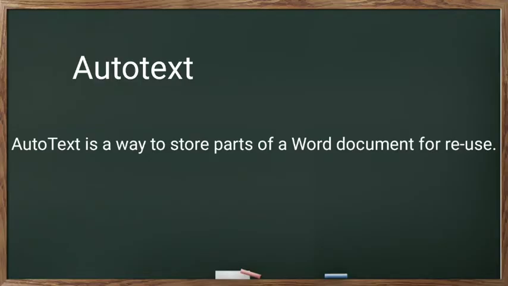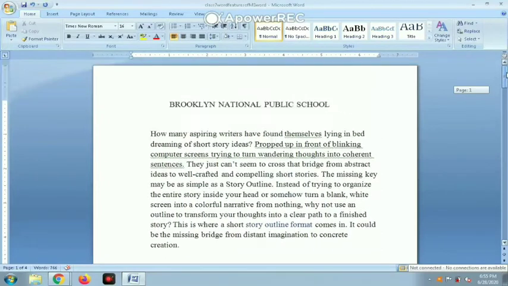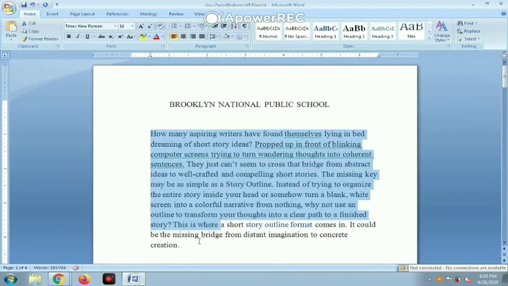The next MS Word feature is auto text. Auto text is a way to store parts of your Word document for reuse. Are you tired of typing the same blocks of text repeatedly in Word? If you type things often, like your name, your school name, or address, or a paragraph of text common to many types of documents you create, auto text in Word is your friend.